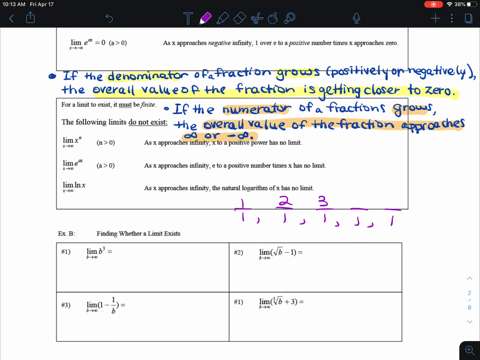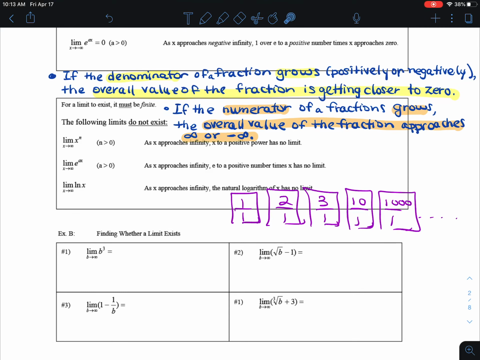So I'm going to put a 1 here, then a 2, then a 3, then a 10, then a 10,000. You can see this is not approaching any specific number. These fractions just keep getting bigger and bigger. So this would be approaching infinity, which would be where I would say, well, then that limit does not exist. Okay, so let's take a look at these problems here at the bottom.